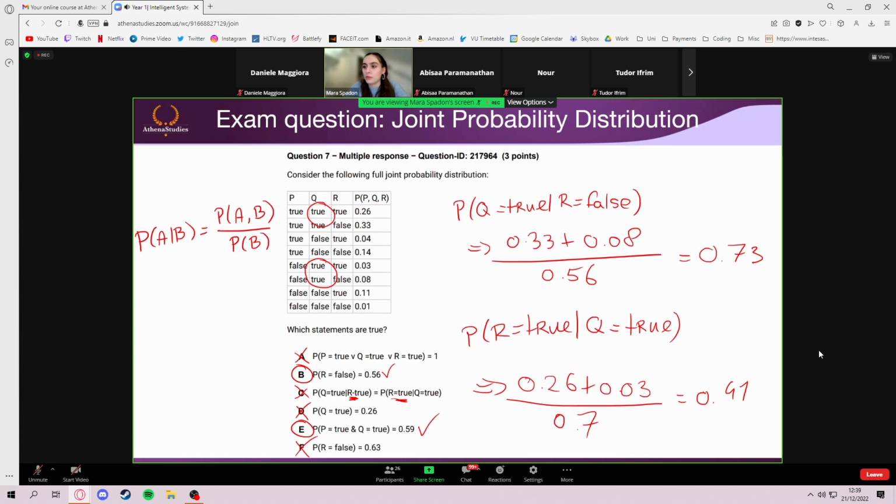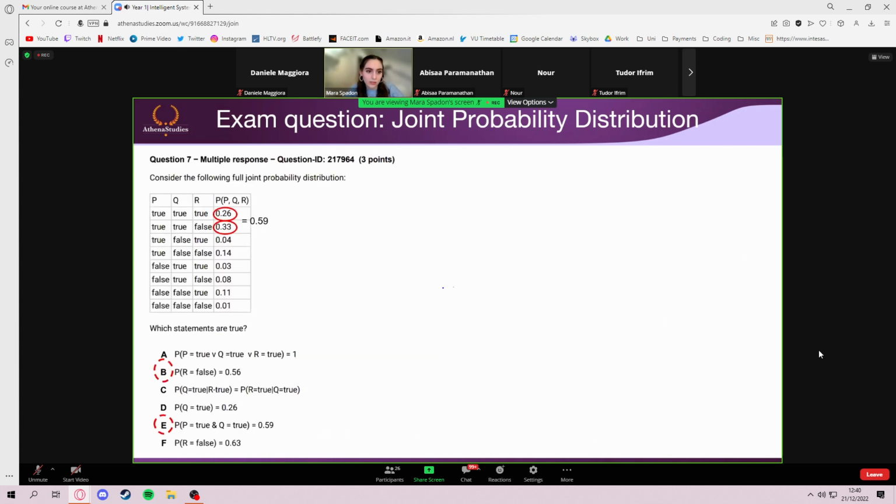Does that make sense to everyone? How I got to the values? Oh, okay. That's okay. Yeah, this is probability. This is not logic. So, as you can see, these are not equal. So that is why C is false. So if you're uncertain, you can just calculate the answers and then you get to this. So let's see if we're correct.